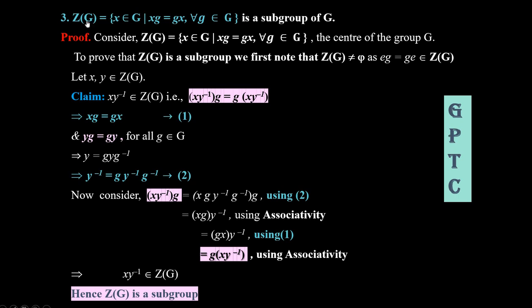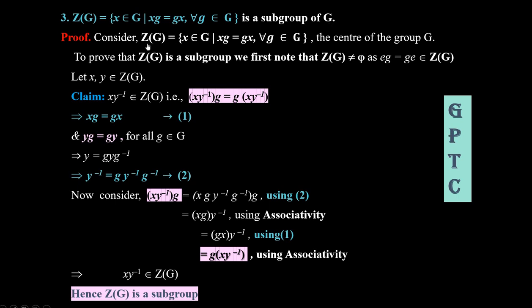Next is the center of G, which is all those elements of G which commute with all the elements of G. The students write this for every g in G out of the bracket. It has to be written within the bracket only. So this is a subgroup of G. Now you consider Z of G. What is given you have to write. So this is what is given. So even in the question, if this is not given, only you are asked to show that Z of G is a subgroup of G.